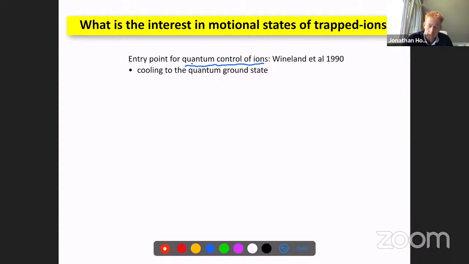And those pioneering steps, if you like, started with Doppler cooling of ions in the 1970s, and were really brought into the ground state by Wineland and co-workers, and also people in related groups at the time in Germany, which were able to cool into the quantum ground state. And that was sort of the starting point for a lot of the physics I'll tell you about today.